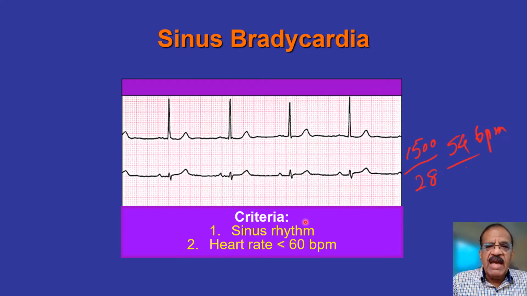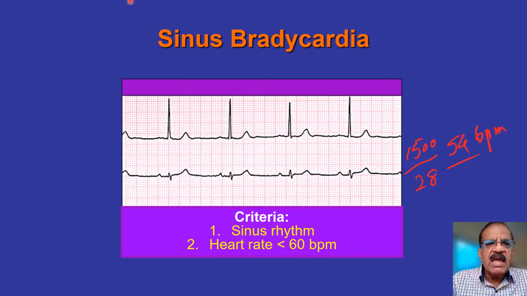In this case, I made the calculation. In the first, I think first or second module on ECG, we learned how to calculate heart rate. If somebody has a stable rhythm, then you divide 1500 by 28. What is 28 in this case? We divide 1500 by the number of small squares between two adjacent R waves.